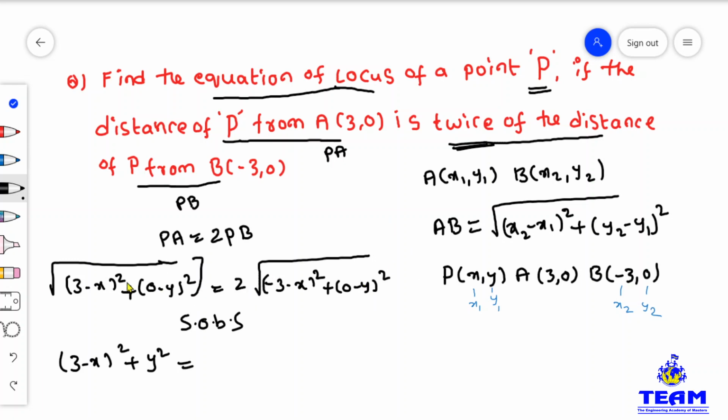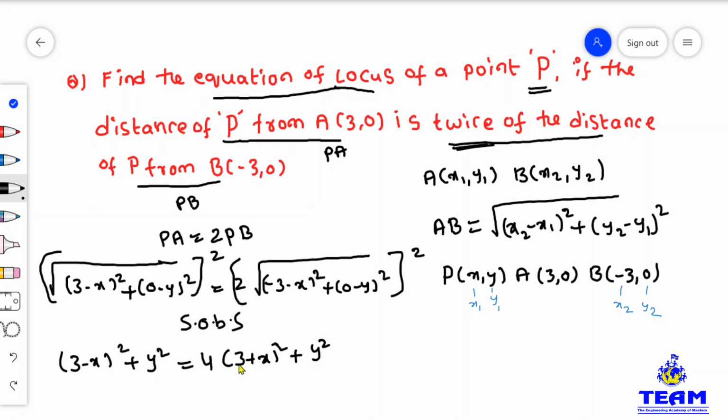So in this case 2 square means 4, and the square and root get cancelled. The remaining term is (minus 3 minus x). If you take the 2 outside, the negative square becomes positive, so you can write simply (3 plus x) whole square; minus 3 minus x is the same. Now 0 minus y is y, whole square means y square.